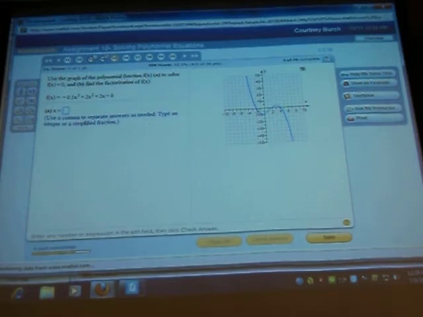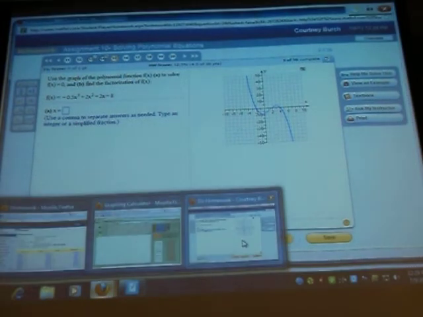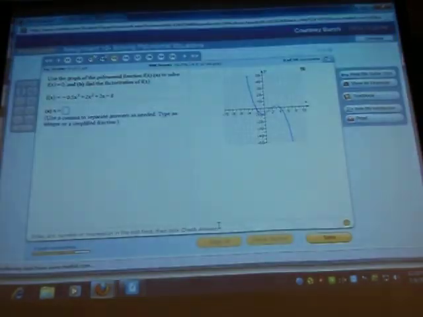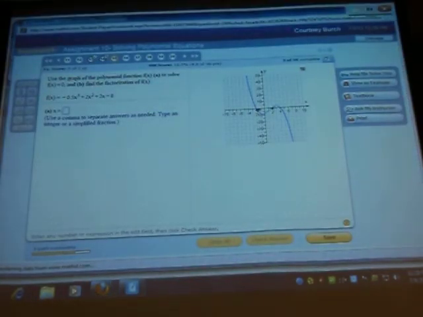Okay, here I'm going to have negative 2, positive 2, positive 4. And none of them are repeated since I don't see any of them touching the axis. They all cross the axis. Also, my degree is 3, so if I've already accounted for 3, I can't have any repeats, because that would give me too many zeros.